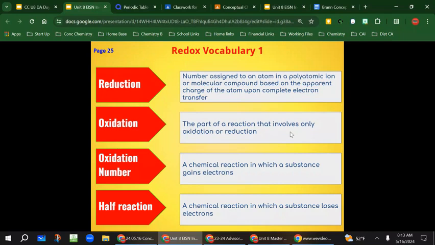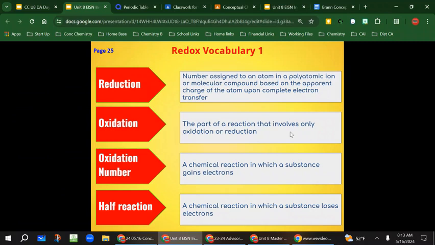Go ahead. Can I take a guess of what you're about to say? I think when it loses, it's going to be reduction, because reduction means it's reducing the number, and you're subtracting that number. And oxidation would be when a substance gains electrons, because reduction is the one that loses electrons. So run that by me again.